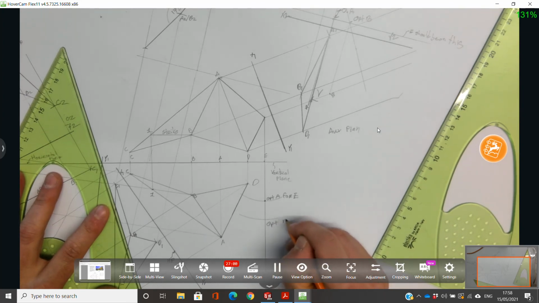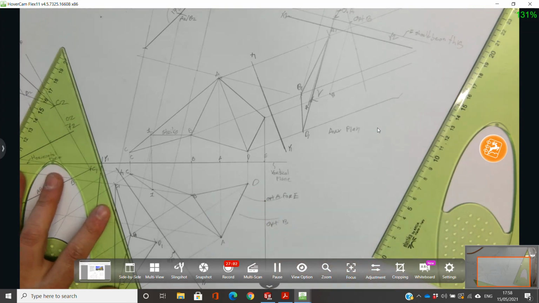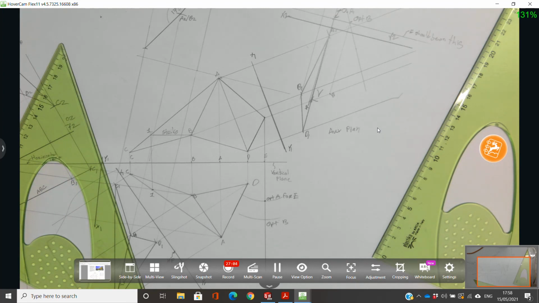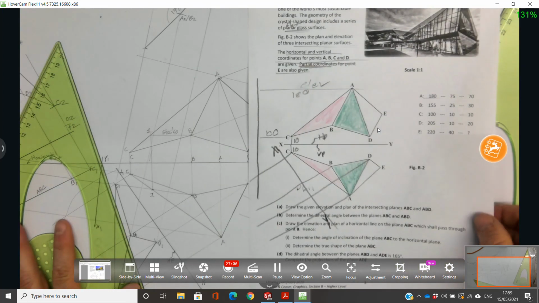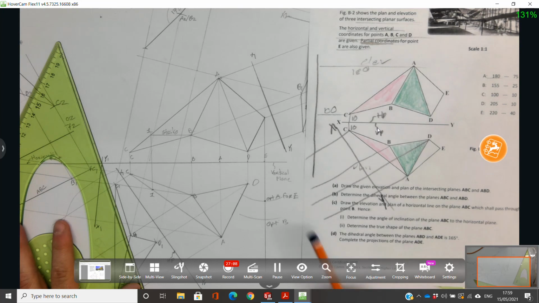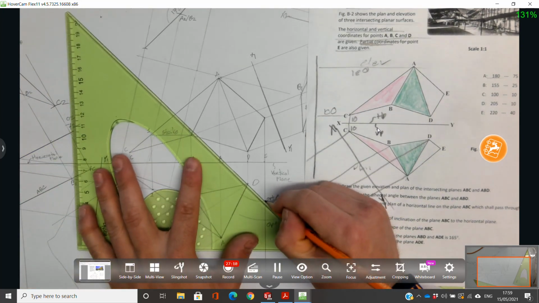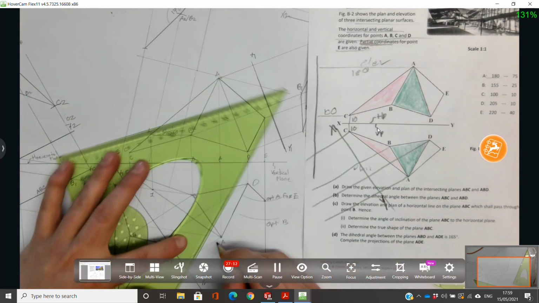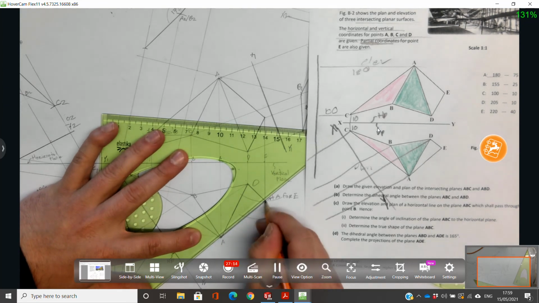Because both solutions have the two starts in 165. So how do you know which one is which? Well, it's the one that looks right, which is option A. And that's the question done.